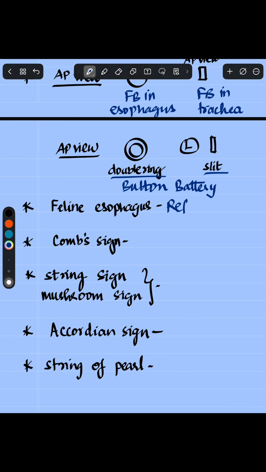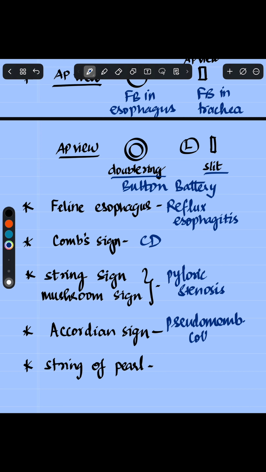Feline esophagus is seen in reflux esophagitis. Comb sign is seen in Crohn's disease. String sign or mushroom sign is seen in pyloric stenosis. Accordion sign, pseudomembranous colitis. String of pearls sign is again an intestinal obstruction.